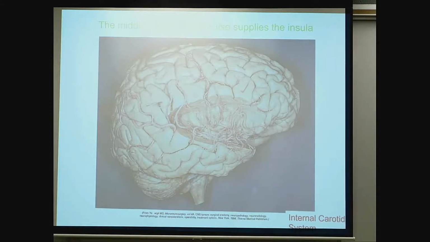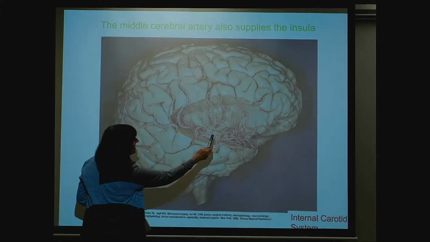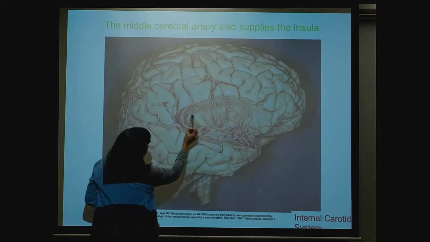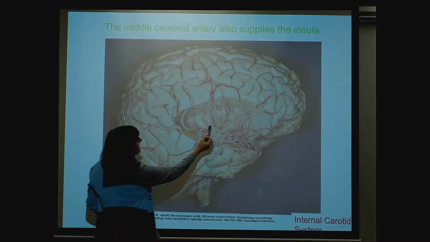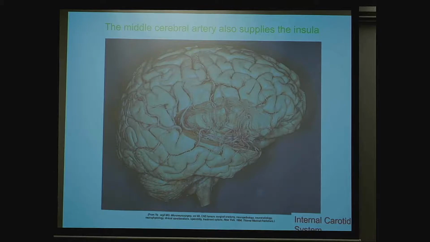This shows you the middle cerebral artery supplying the insula. So in this dissection, part of the frontal lobe, part of the parietal lobe, and part of the temporal lobe has been dissected away, and you can see these vessels that are supplying the underlying insula, which is also a cortical region.